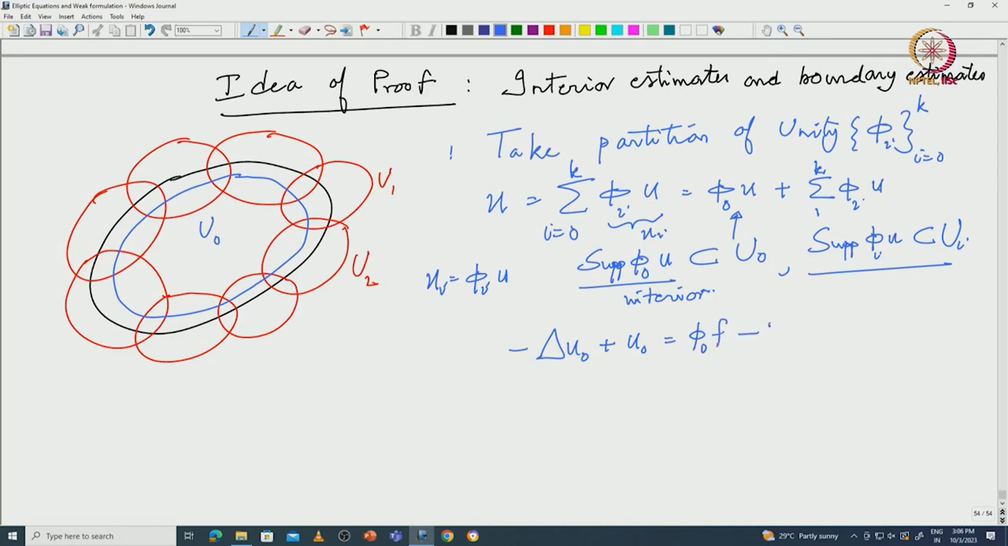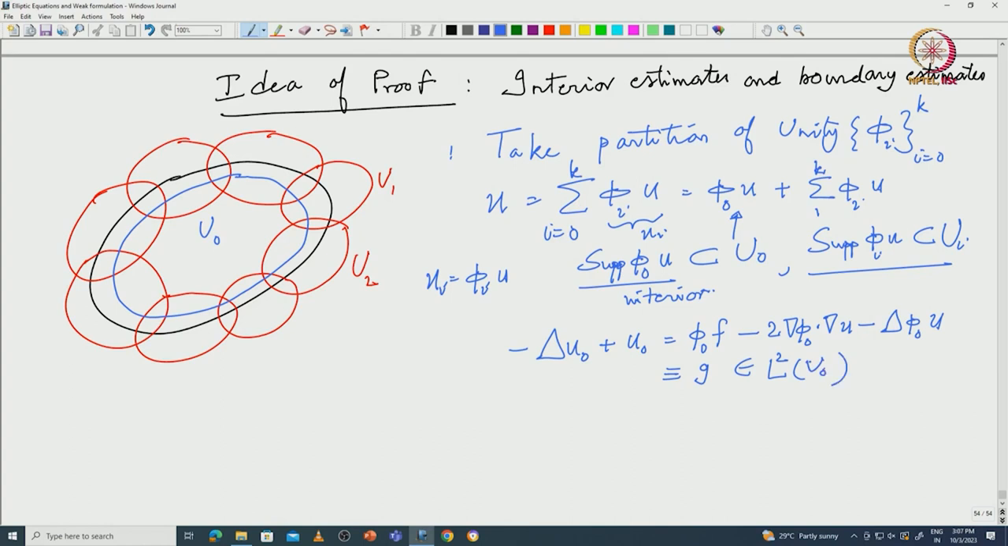So I will just write down here the gradient of phi_0 and gradient of u, minus the Laplacian of phi_0 u, and this is your g, identify g, which is in L2 of u_0, you will get it. You can do that one.